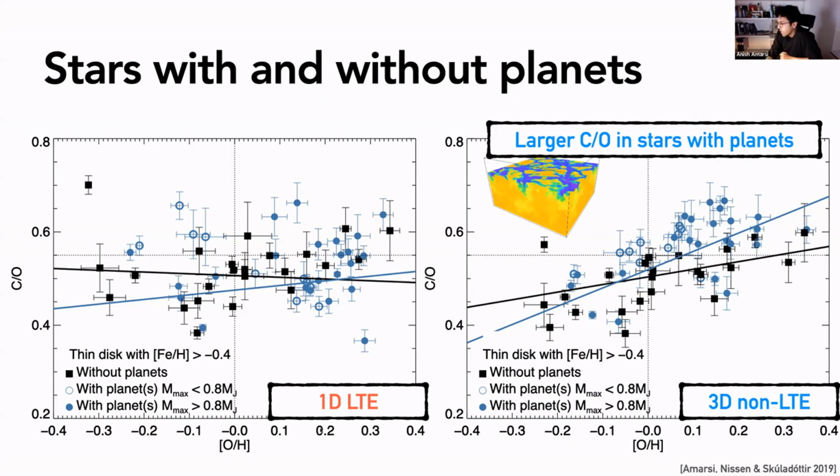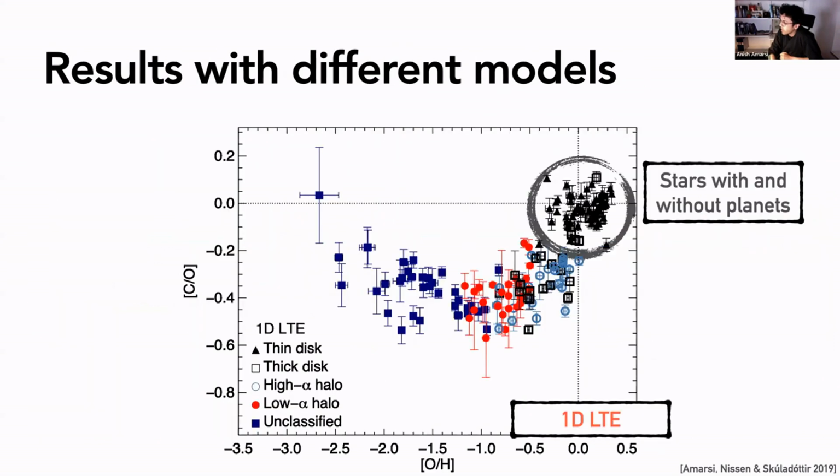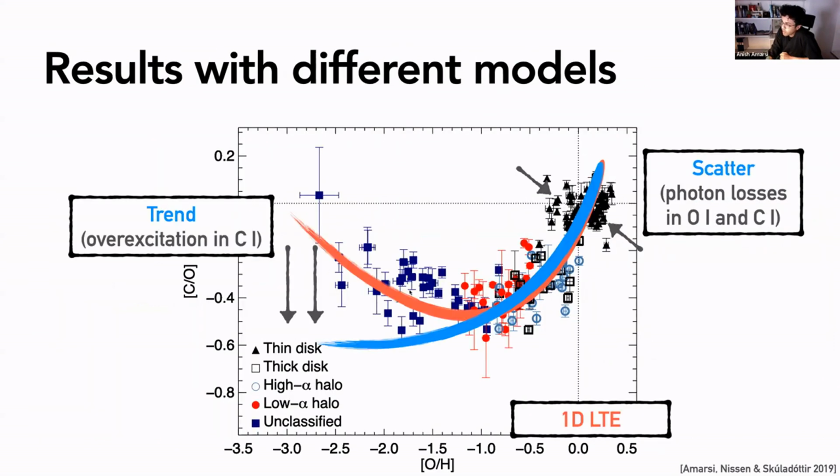So this implies that if you were to do a 1D LTE analysis, you would miss this potentially interesting signature, and you would get an incorrect trend. You would misinterpret your carbon and oxygen abundances. You would maybe conclude that we are seeing evidence of first stars giving off carbon-rich material in the early universe.